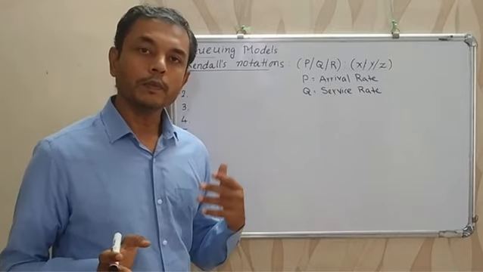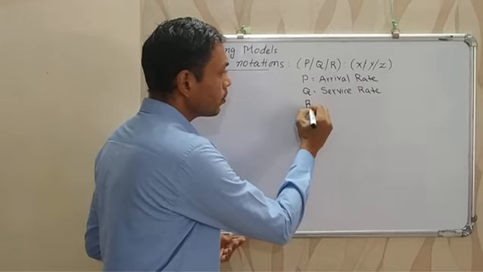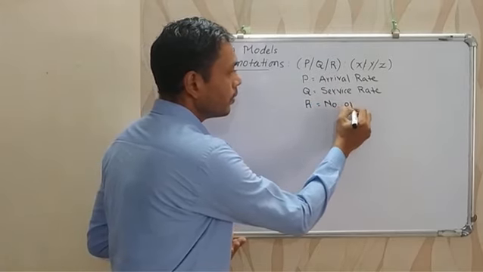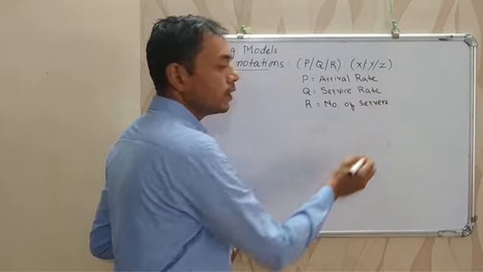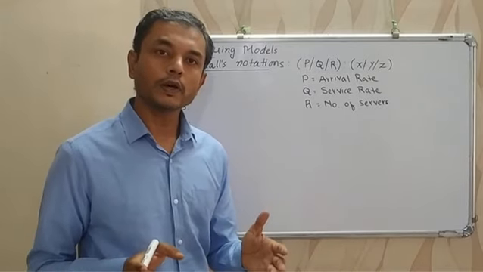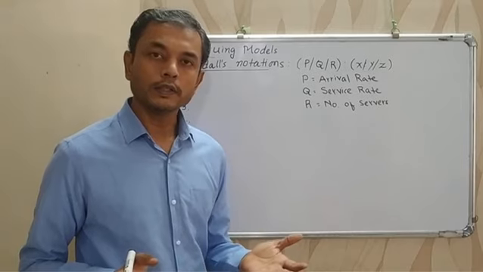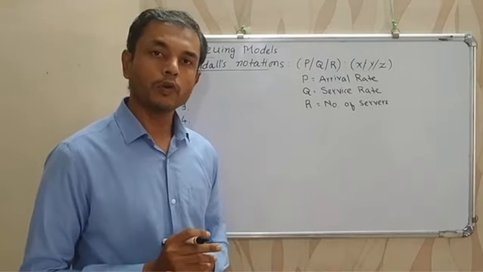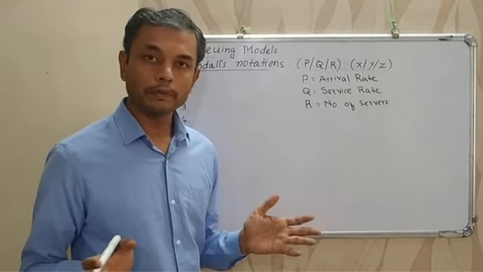R represents the number of servers. In many cases, the number of servers is more than one; sometimes it is one. For example, in a bank, if there is only one cash counter, we can say the number of servers for receiving cash is one. But if there are more, then there are multiple servers. So it is either one or multiple.